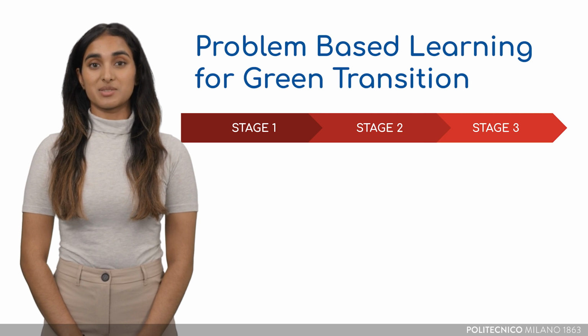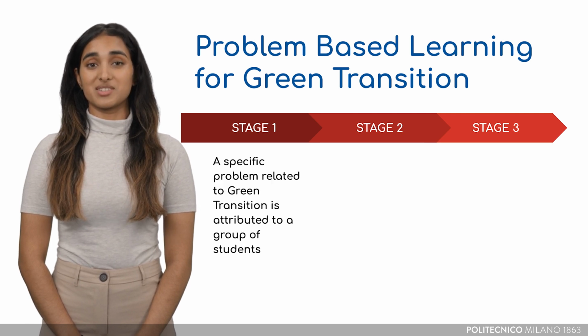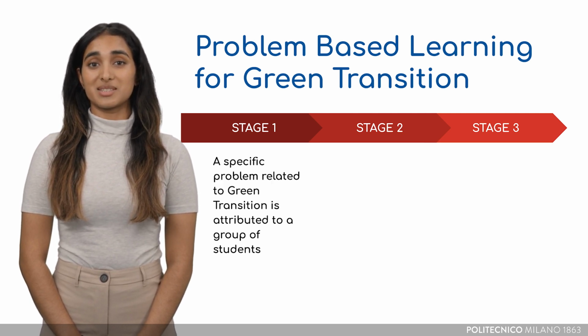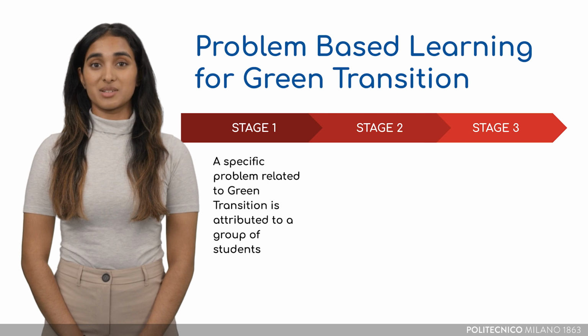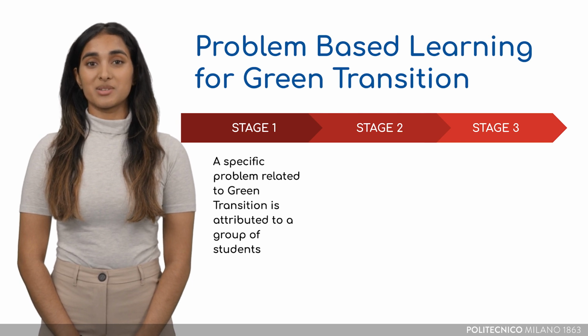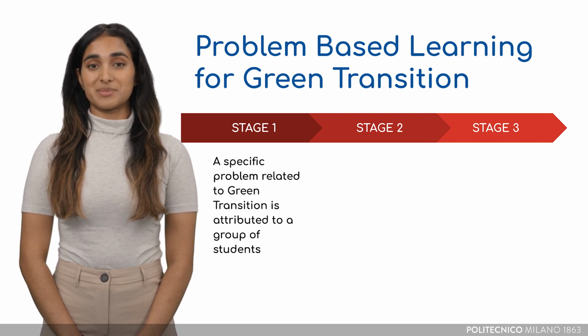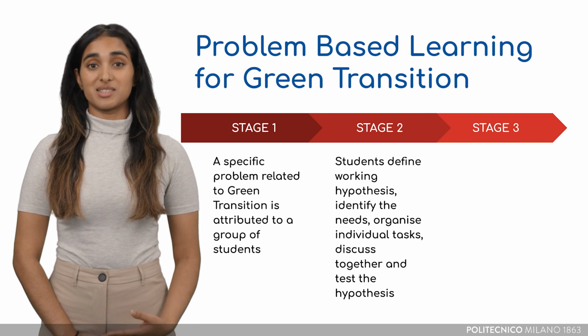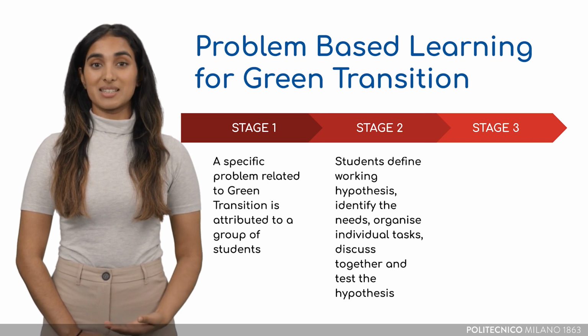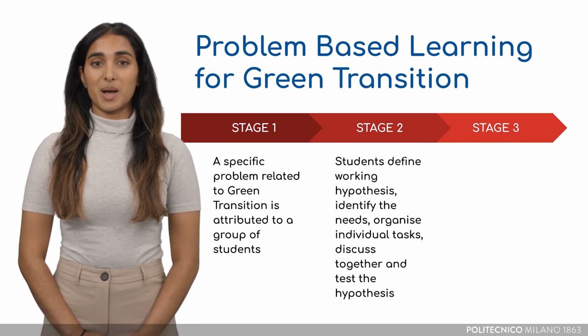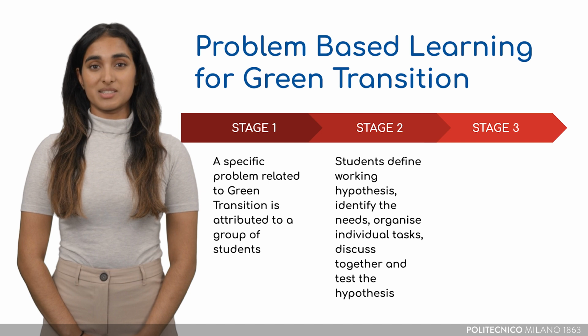Problem-based learning is a three-step process. The first stage is to assign a group of students a specific problem related to the green economy, which should be solved during teaching classes. In the second stage, students define working hypotheses and identify what they need to solve the problem. This can be done through brainstorming.